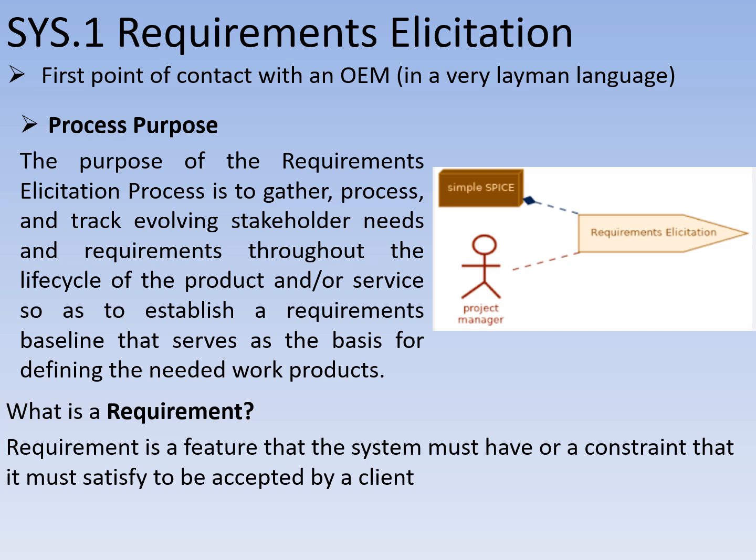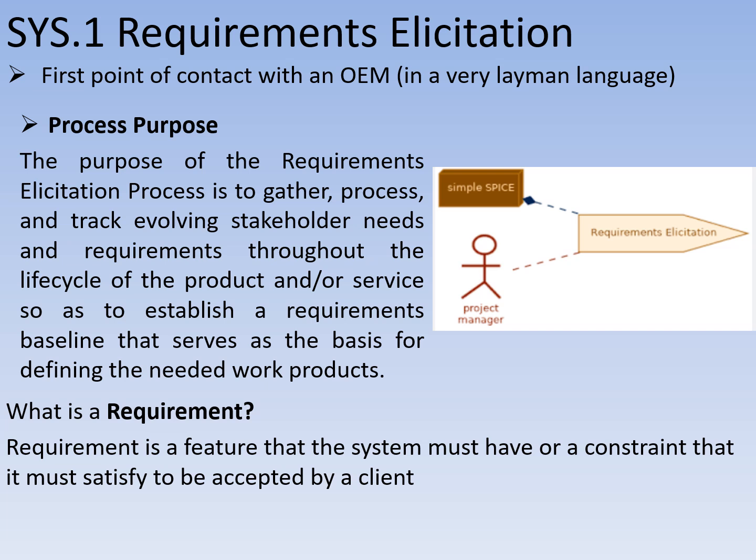Now, what is the process purpose? What is the purpose of this requirements elicitation? The purpose of the requirements elicitation process is to gather, process, and track evolving stakeholder needs and requirements throughout the life cycle of the product and/or service, so as to establish a requirement baseline that serves as a basis for defining the needed work products.